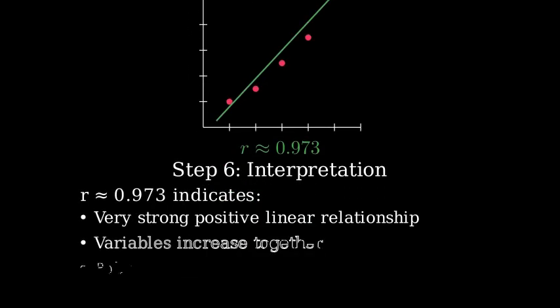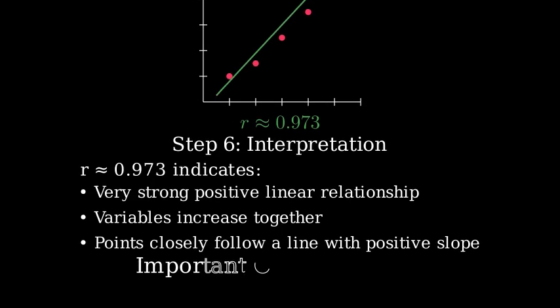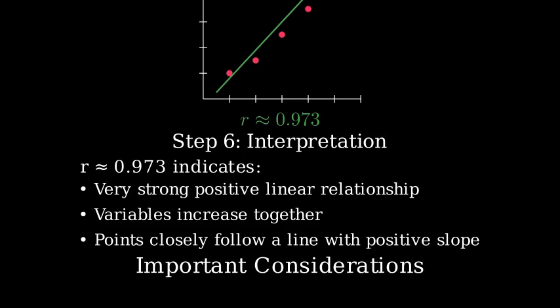A correlation coefficient of approximately 0.973 indicates a very strong positive linear relationship between our variables. As we can see from our scatter plot, the points form an almost perfect line with a positive slope, confirming our calculated R value. Before we conclude, there are some important things to keep in mind when using correlation analysis.